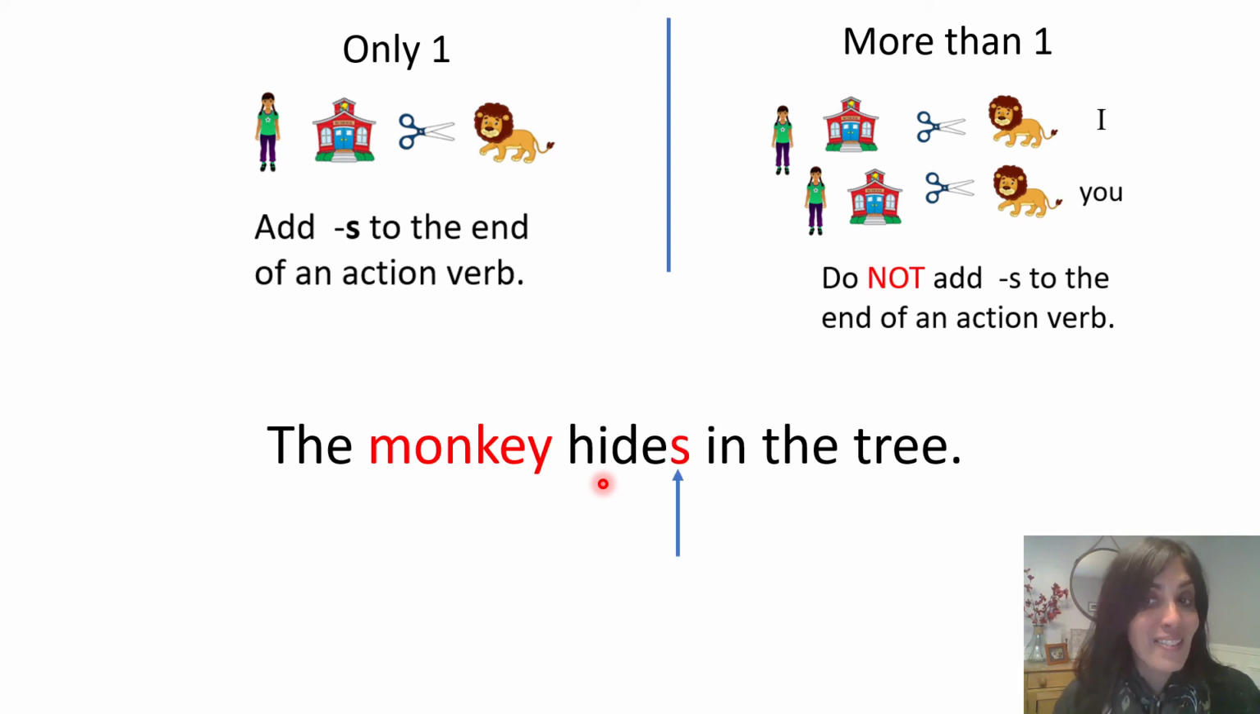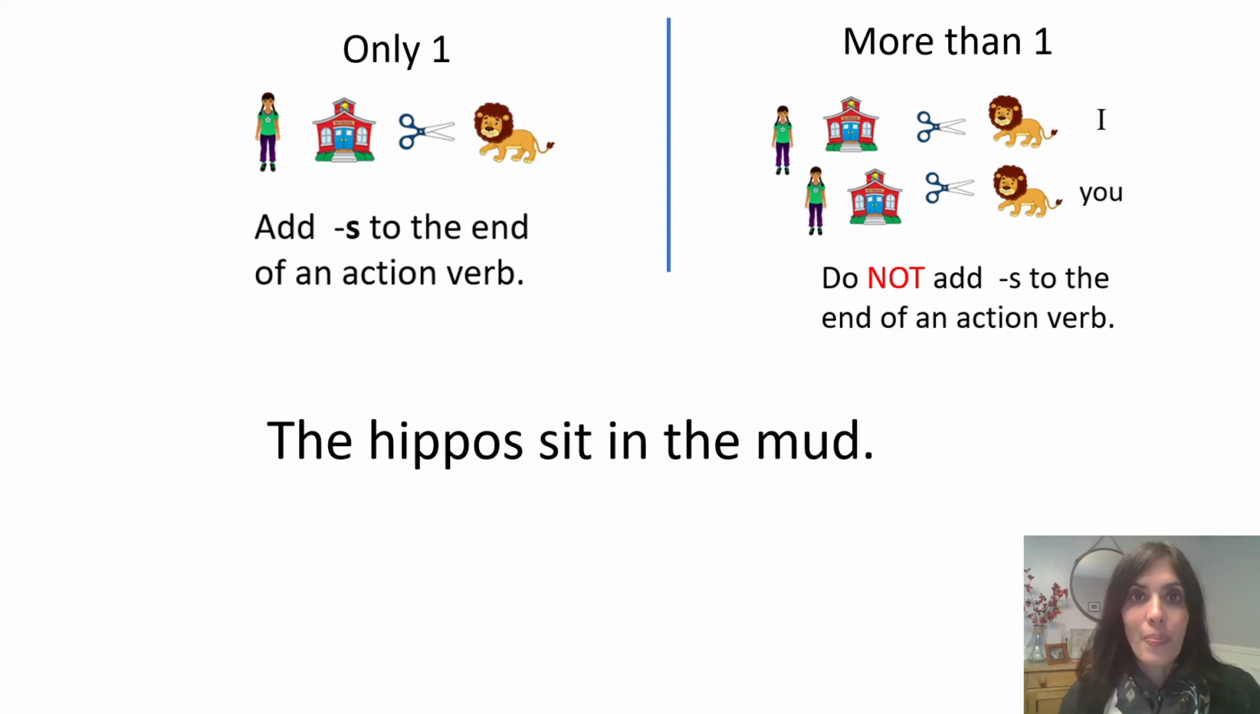Did you say that I would add an S to the end of the action verb hide to now say hides? Correct. Now my sentence reads, the monkey hides in the tree. Only one, so I added an S to the end of the action verb. Nice work. Okay, listen to the next sentence.